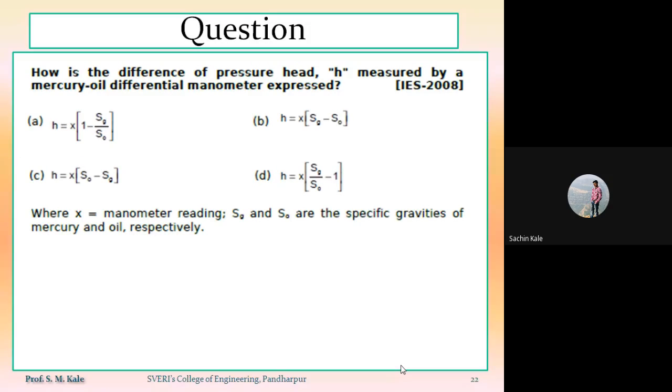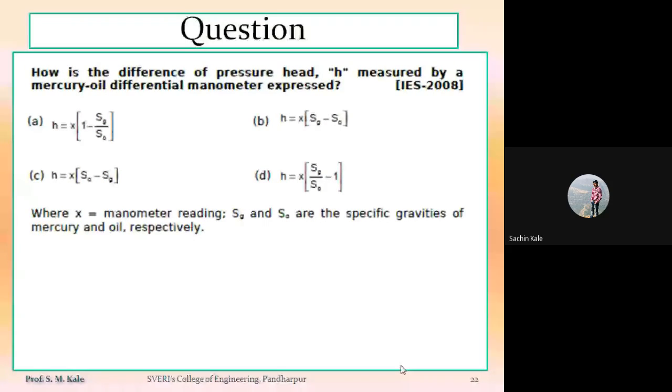How is the difference of pressure head H measured by a mercury oil differential manometer expressed? This is the question which was asked in the year 2008. They have asked us to find the relationship, and four options are given. H is equal to x into 1 minus Sg upon So. H is equal to x into Sg minus So. H is equal to x into So minus Sg. And the last one, H is equal to x into Sg upon So minus 1.